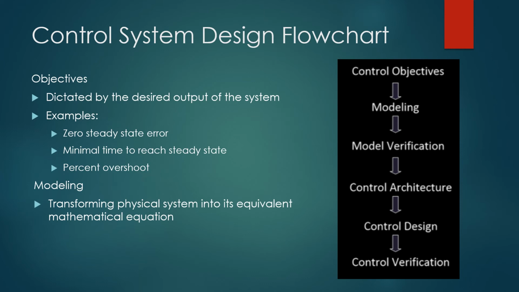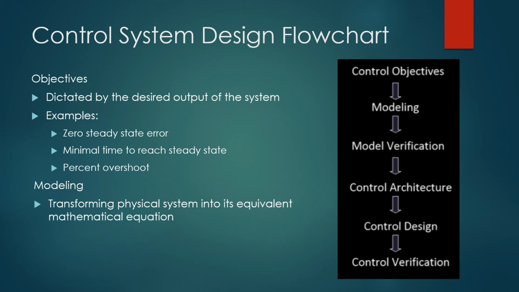In any engineering endeavor, design is of number one priority. So control systems generally follow this design flowchart to be able to create a good control system. The first part of this flowchart is to determine the control objectives. Control objectives are of course dictated by the needed output of the control system.